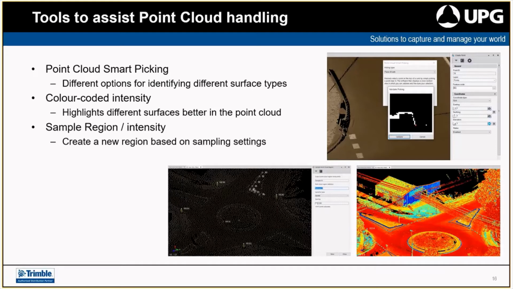Sample by intensity is using the parameters in essentially that return that we were measuring, that we're using in the color-coded intensity. You can select a range within that sample by intensity tool that will say, I just want to see the points that are within this intensity band, and you can select those points. Now, this can be used for, say, identifying bitumen, for example, and putting those onto a new layer if you want. Just be aware it's going to be everything within that intensity band.